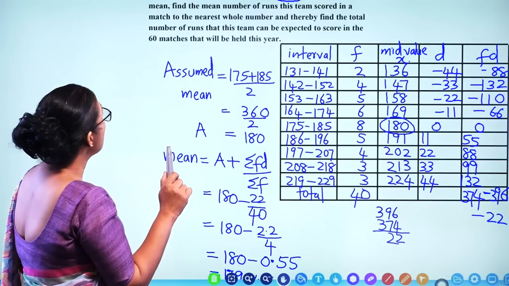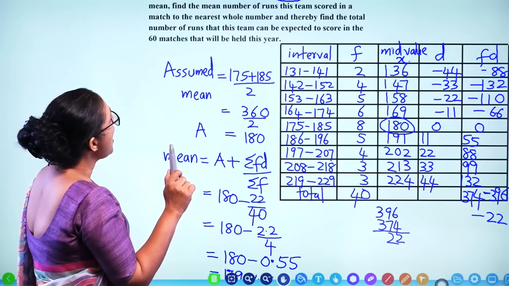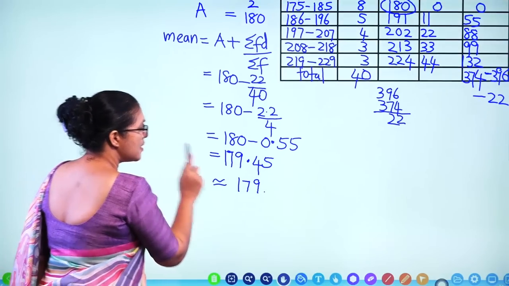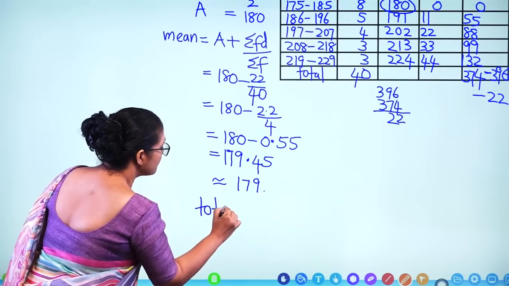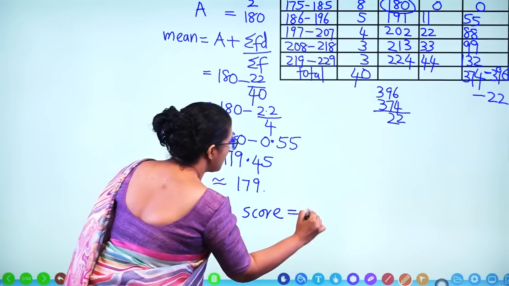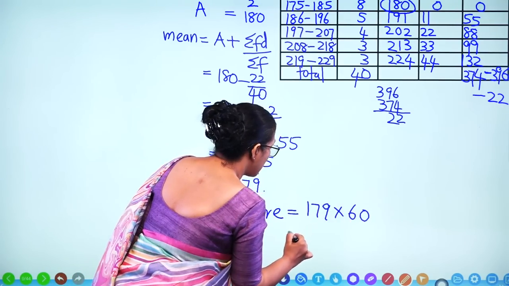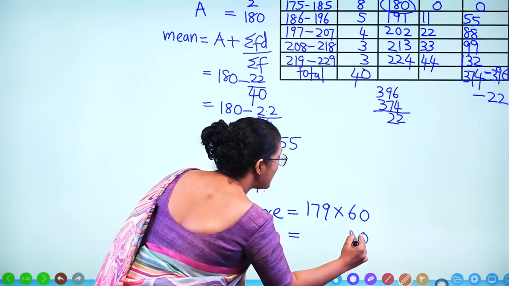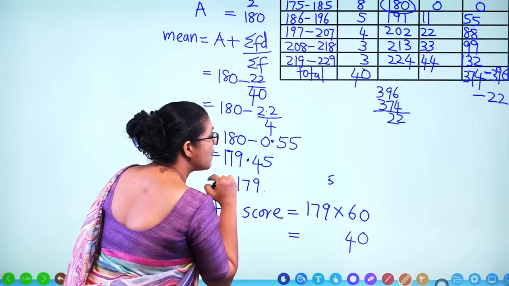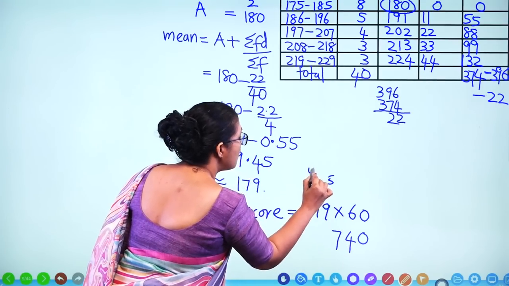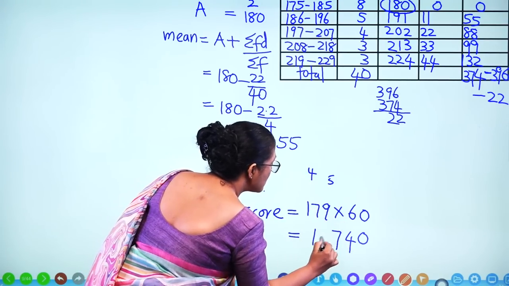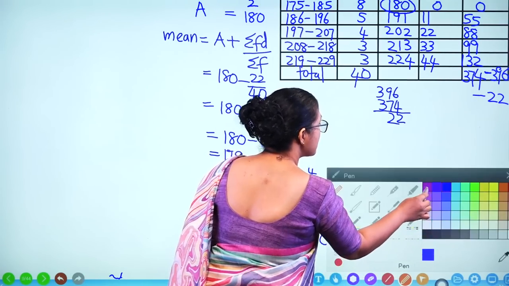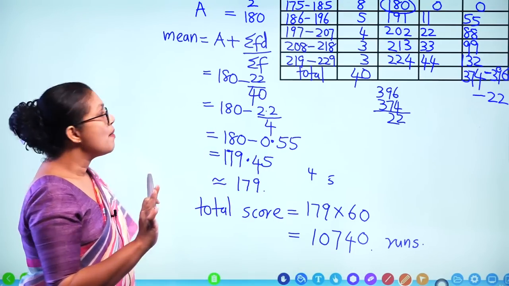So how do we do the last part? It says, thereby find the total number of runs this team can be expected to score in 60 matches. So one match, this number, total score is 179 into 60, because this is about 60 matches. So 0, 6 times 9, 54, 6 times 7, 42 plus 5, 47, 4 remaining, 6 times 1, 6 plus 4, 10. So 10,740 runs in 60 matches.